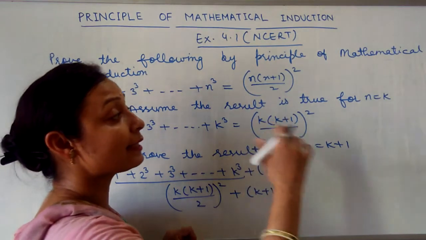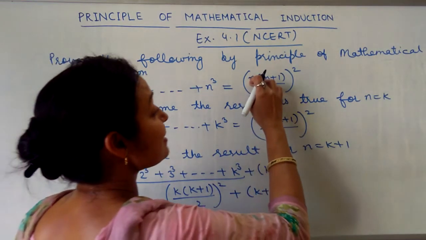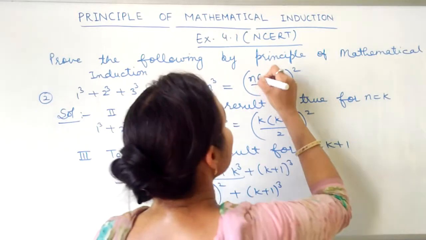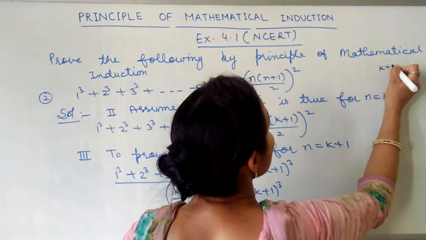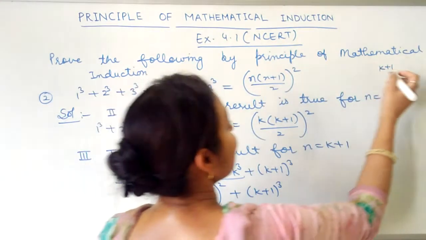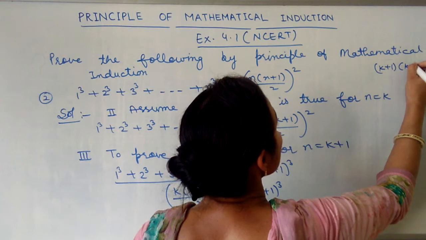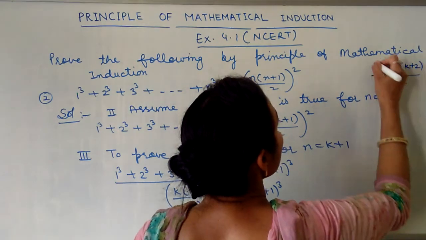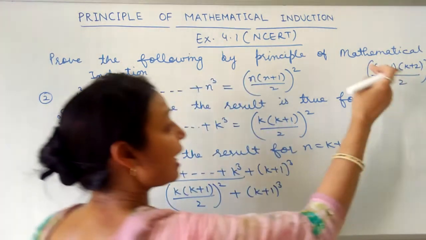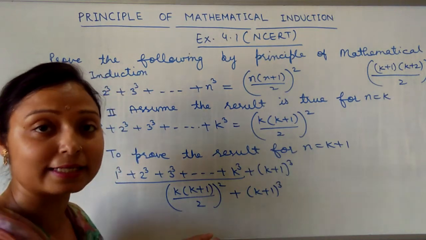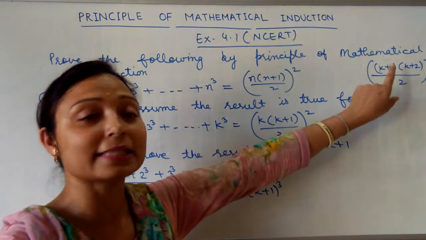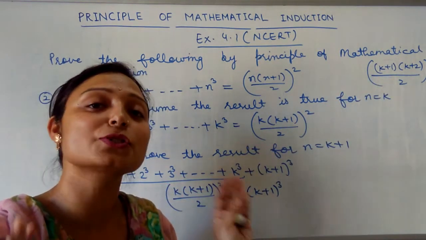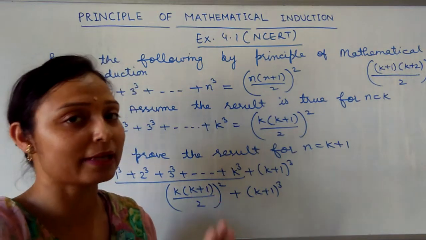We have to write it on the rough side. That is, there should be k in place of n: k plus 1, k plus 1 plus 1, that is k plus 2 upon 2, whole square. This should be the answer of the right hand side. If we obtain this answer, we can say that it is true for n equals k plus 1.